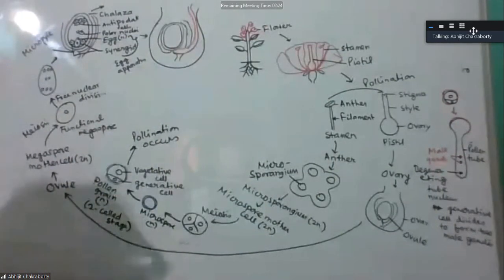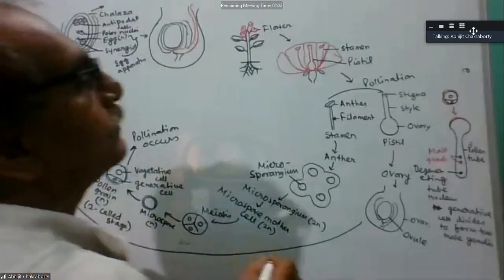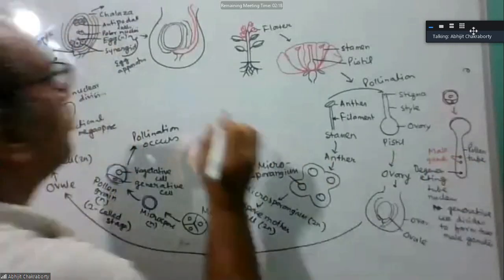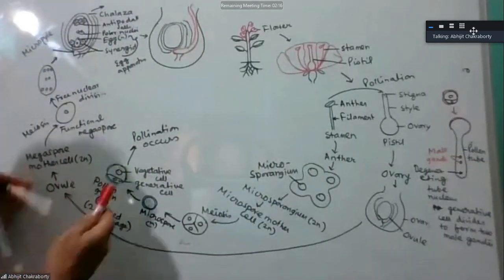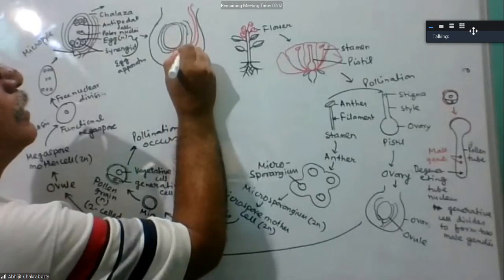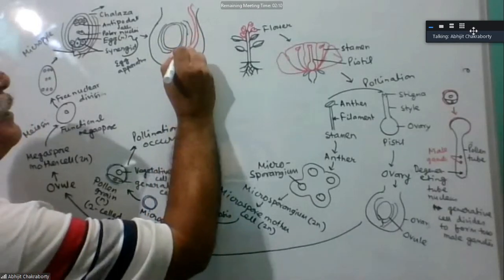Generative cell divides to form 2 male gametes. So, the 2 male gametes are formed. Here you will get the 2 male gametes.